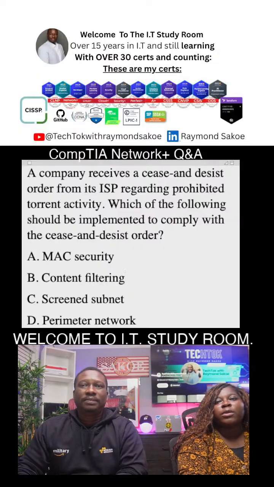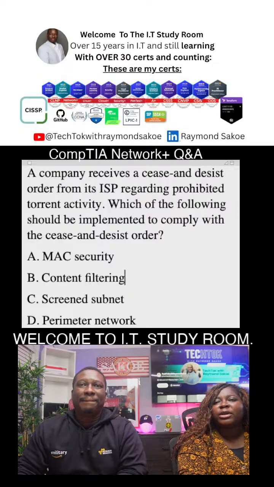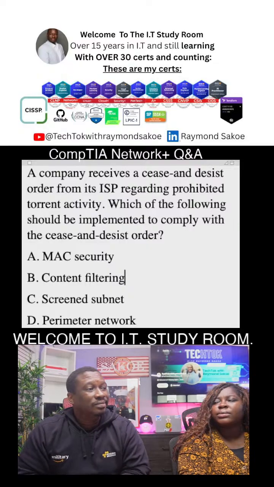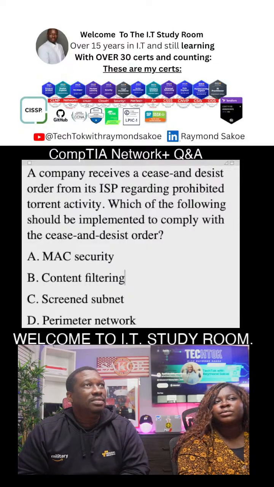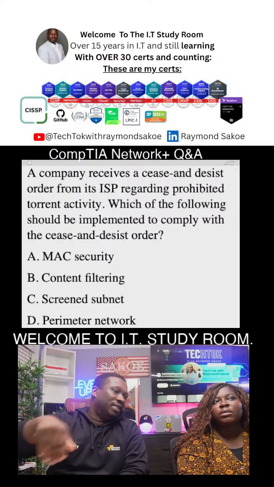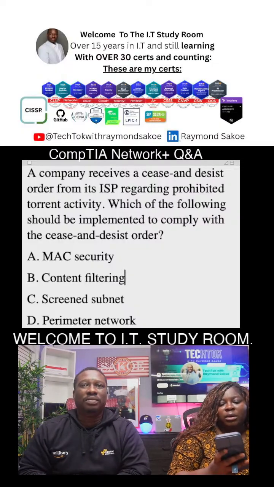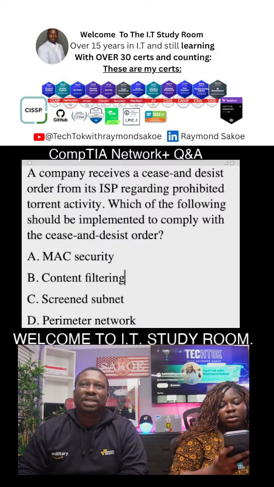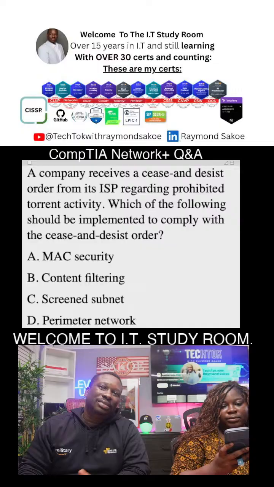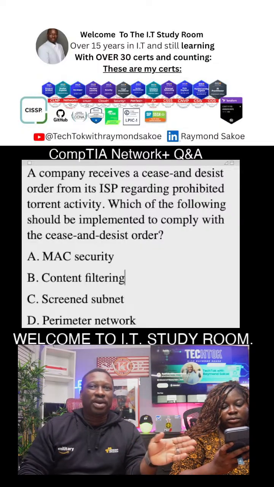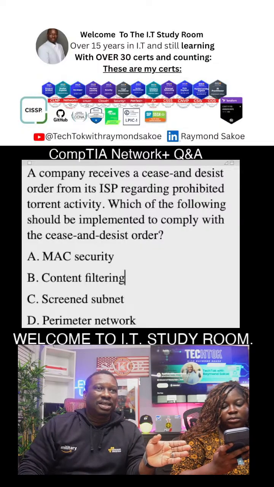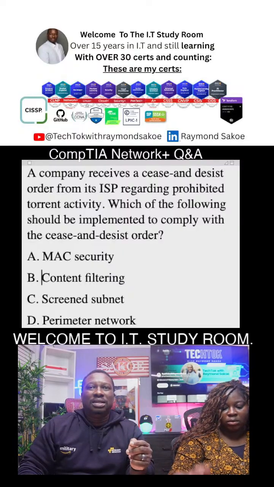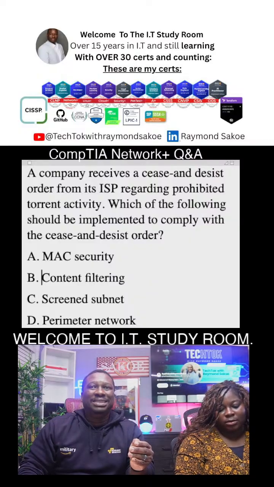There was a question about what a perimeter network is. The perimeter network is mostly the devices on the edge of your network, most of the time the firewall. So that doesn't have anything to do with this. You can still implement something on your perimeter network as a customer, but B will be the ideal answer.